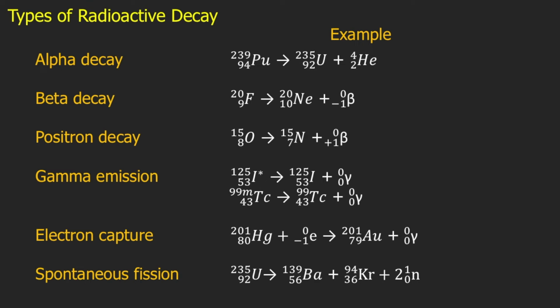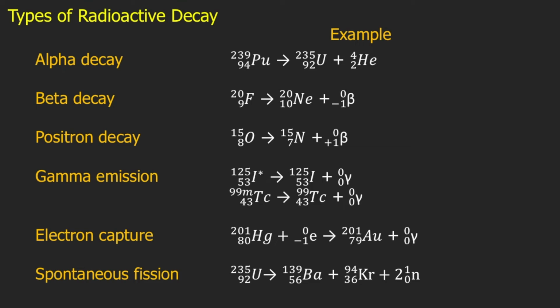Okay, so as you can see on your screen, we have here some of the common types of radioactive decay. For this video, I will only give you a brief description of each type of decay, because in the succeeding parts of the series, I will make a separate video for each type of decay. There, I will be discussing in more detail. But for now, I will just provide you with brief descriptions.